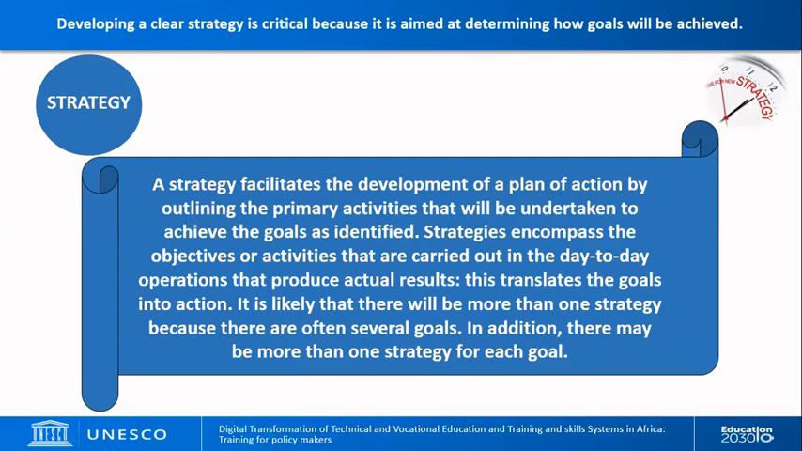Now, a strategy facilitates the development of a plan of action by outlining the primary activities that will be undertaken to achieve the goals as identified. Strategies encompass the objectives or activities that are carried out in the day-to-day operation that produce actual results. This translates the goals into action. It is likely that there will be more than one strategy because there are often several goals. In addition, there may be more than one strategy for each goal.